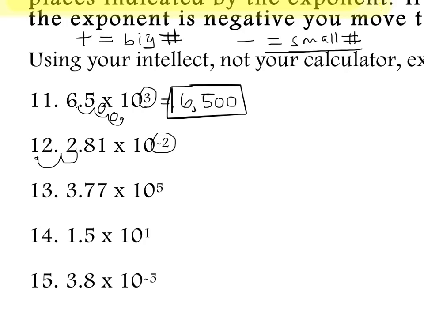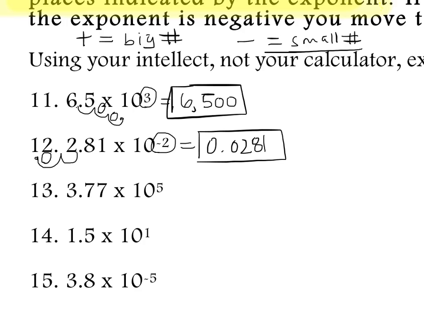As I move around the 2, I'm fine, but when I move my second space, I need to fill that space or hold it with a 0. So I rewrite this, and I have 0.0281. So this number that was multiplied by a negative exponent is actually a number that is small, less than 1. And that's my final answer.